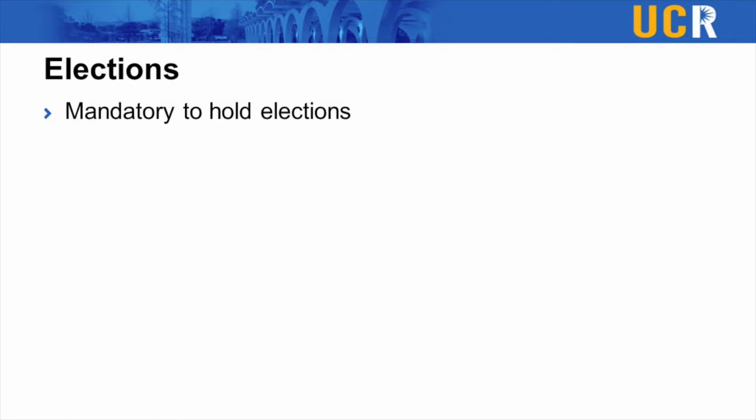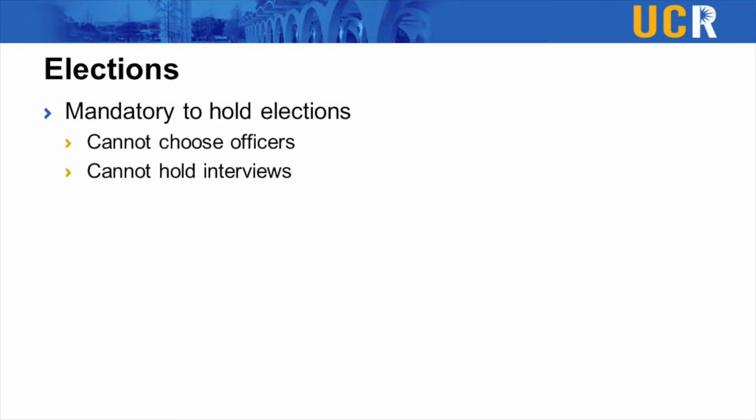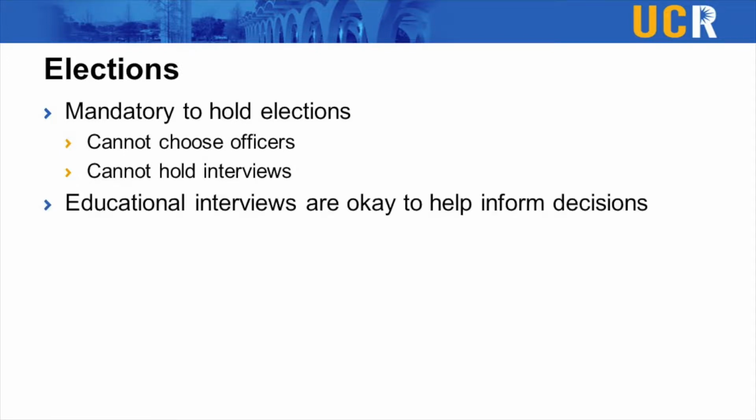You can't just choose officers, aside from when an organization first registers. Some organizations might have used interviews to decide their next officers, and unfortunately that's not allowed. You can do informational interviews and promote their answers to help the members make an educated decision, but the election itself must still be open to any active member.